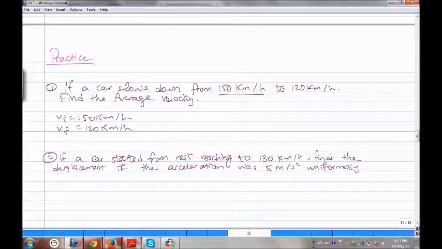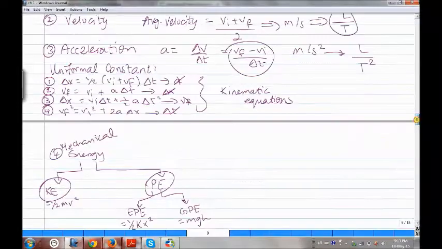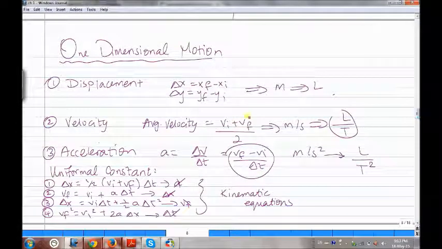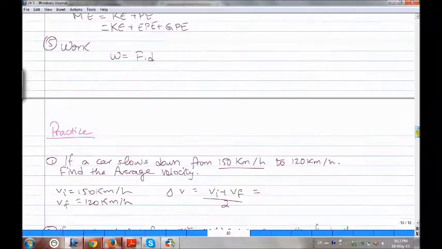So what we're going to do is add them, 150, which is vi, plus vf. Over here we don't have time given, so we're considering the time as 2, as in the equation here, this formula. This is for the average velocity.